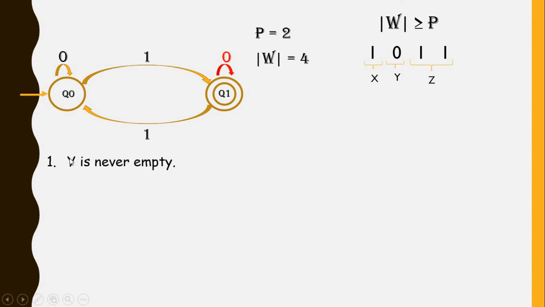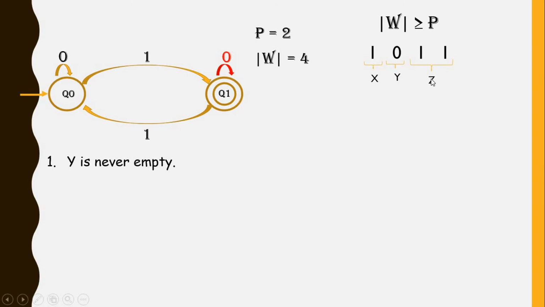The first condition, Y is never empty, you know that. Otherwise, you wouldn't be able to pump up or pump down. In general, X and Z can be empty. Even in this example, you can see that the Z part can be empty. Because if we remove Z, we're still in the language. It will be like 1, 0, 1, and 0, and you wind up in Q1, which is the accepted state. So you're still in the language. Okay?